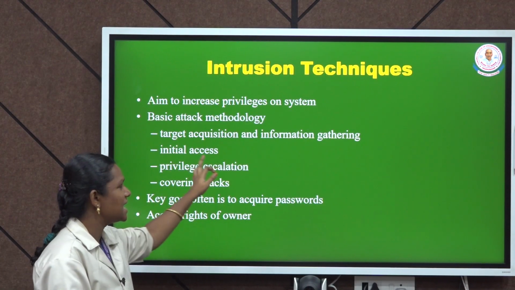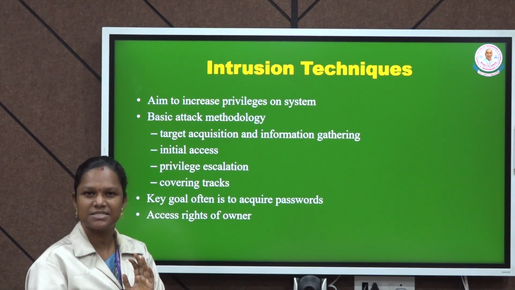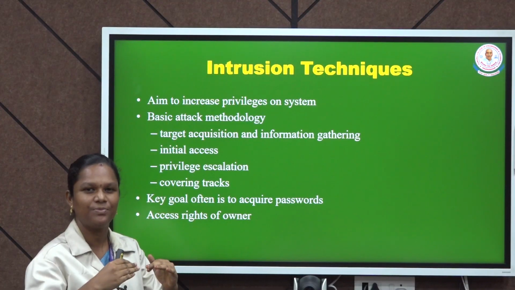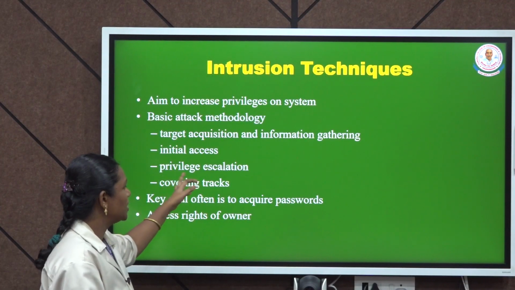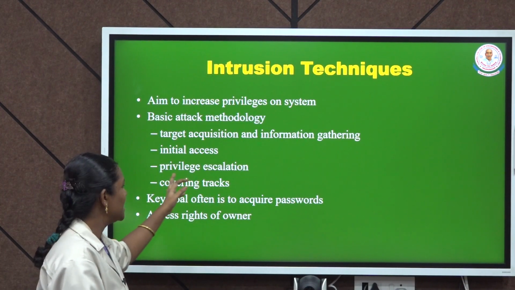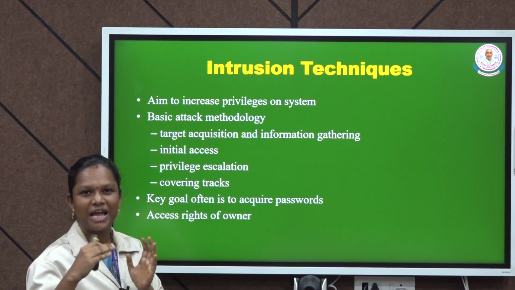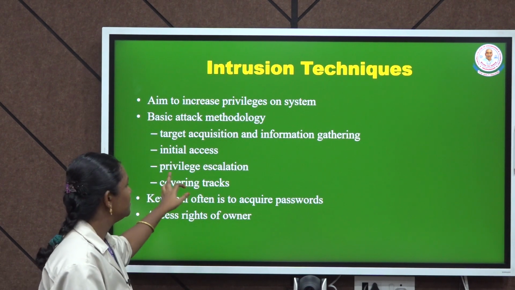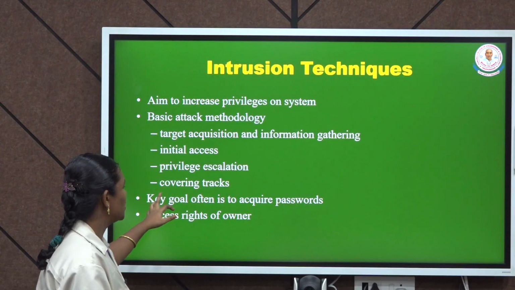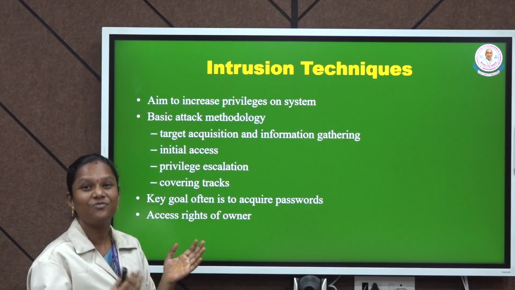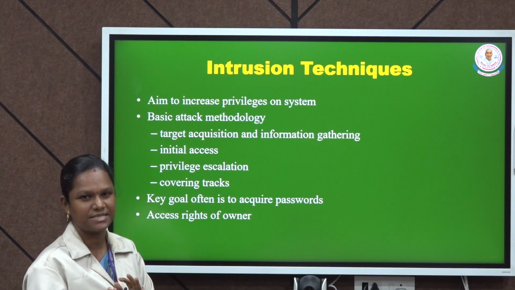Second one, initial access. How do we gain access? The user gets access from the initial system. Next one, privilege escalation. Privileges mean we have to find the suspicious activities. This is called privilege escalation. Next one, covering tracks. It is the final phase of an attack on the system.